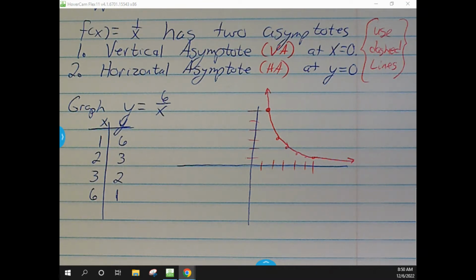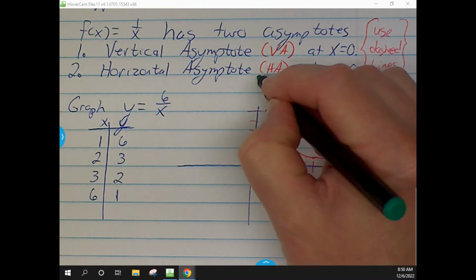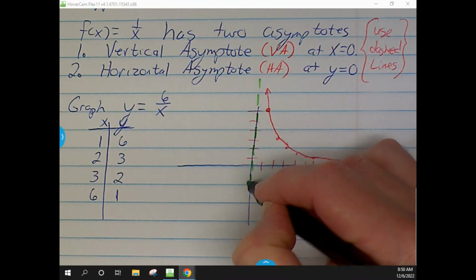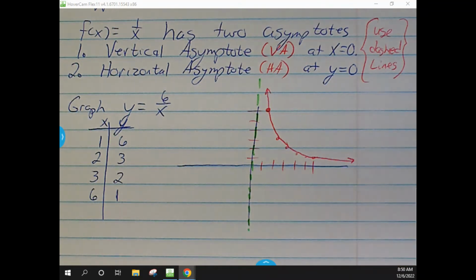But vertical asymptotes and horizontal asymptotes, in every situation that you look at, they're always going to be shown with dashed lines when you get these. Okay, so again, whether it's 1 over x or 6 over x, you're going to have a vertical asymptote and a horizontal asymptote at x equals 0 and y equals 0. So basically, if we were to go back and draw a dashed line on top of it, you have that.